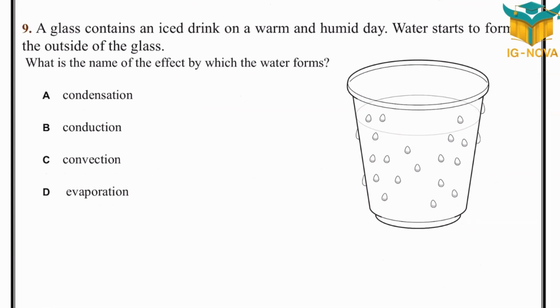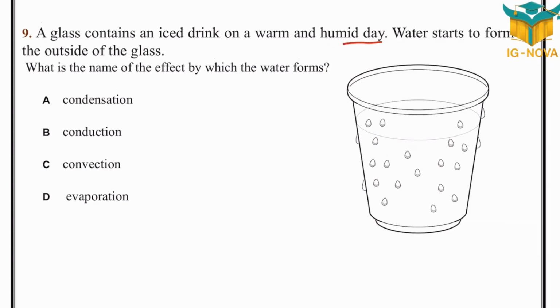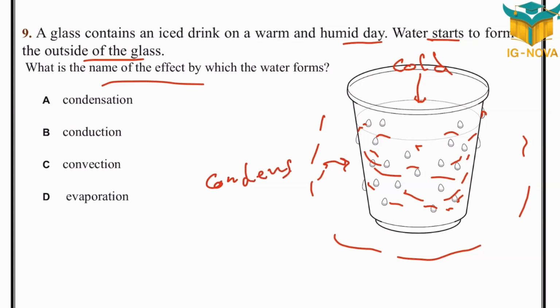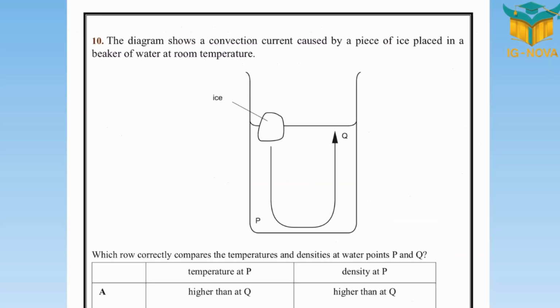Question 9. A glass contains an iced drink on a warm and humid day. Water starts to form on the outside of the glass. Some water droplets start to appear on the outer glass. This happens because of the cold glass and the hot air surrounding it, the hot air will make condensation.